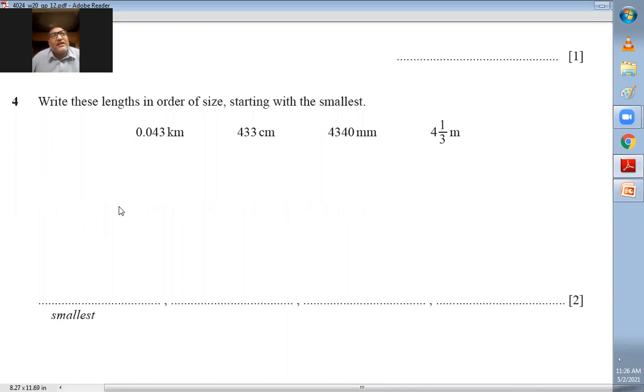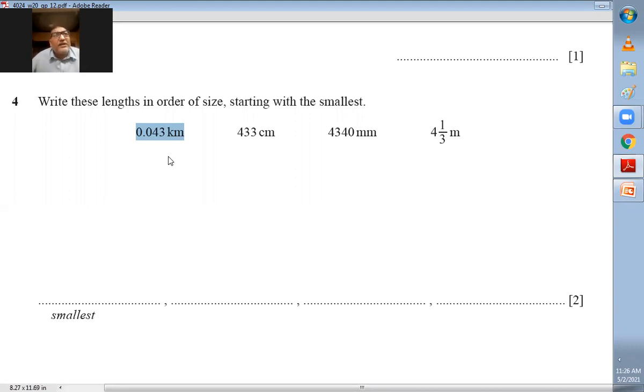I tell you the technique. You can look at these measurements, they have different units, so you cannot compare them easily. So the best thing to do is to convert them into the same unit. You can convert all of them into kilometer, centimeter, millimeter, or meters, whatever you like. But my technique is that I will convert all of them into centimeters, and it will be very easy. If you want to convert kilometer into centimeter, in 1 kilometer we have 100,000 centimeter.